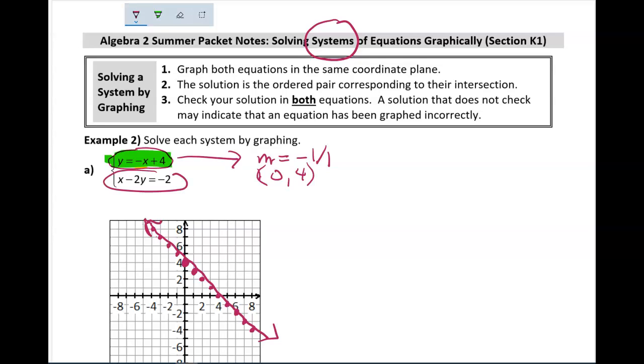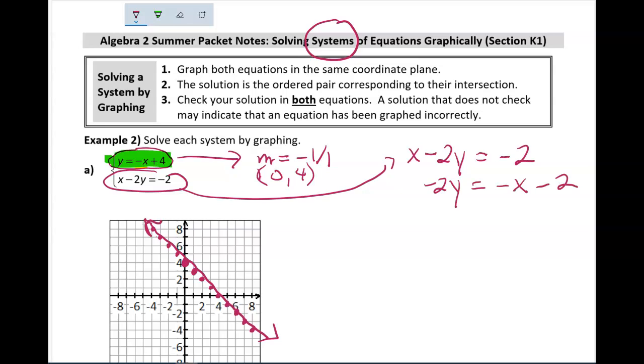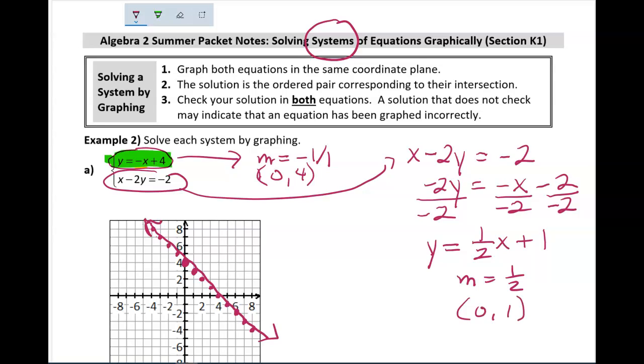The second equation is x minus 2y is equal to negative 2. Now that's not solved for y just yet, so we have to solve it for y. I'm going to subtract x from both sides of the equation. So now we have negative 2y equals negative x minus 2. And then I'm going to divide both sides by negative 2, being careful to distribute that division to both of the terms in the right side of the equation. So that gives us y is equal to positive 1/2 x plus 1. So that means our slope is 1/2 and our y-intercept is the point 0, 1.